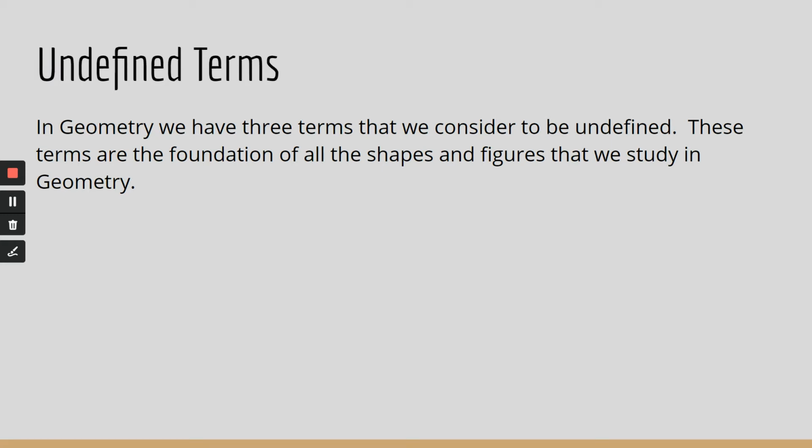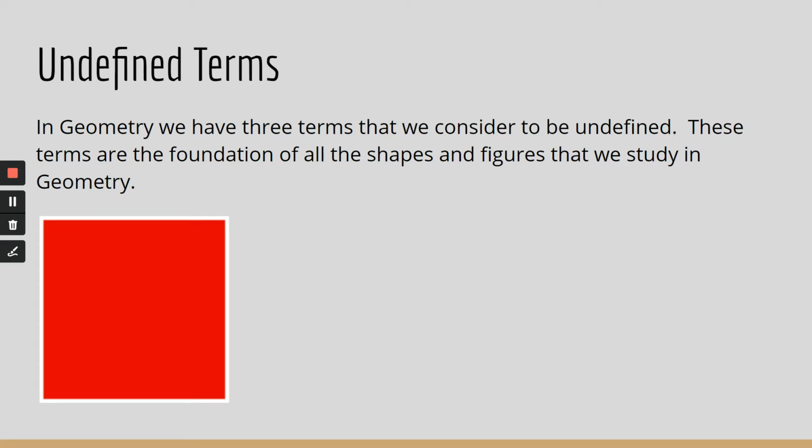Let's talk about some of the undefined terms. First of all, there are three basic terms in geometry that we consider to be our undefined terms and kind of the foundation of all the shapes and figures that we study in geometry. Let's take, for example, just so that you can better understand this idea of an undefined term, the color red. The color red, if I were to define that term, is pretty difficult to define without having a visual picture of what red is. Red is red. So that is an example of an undefined term.